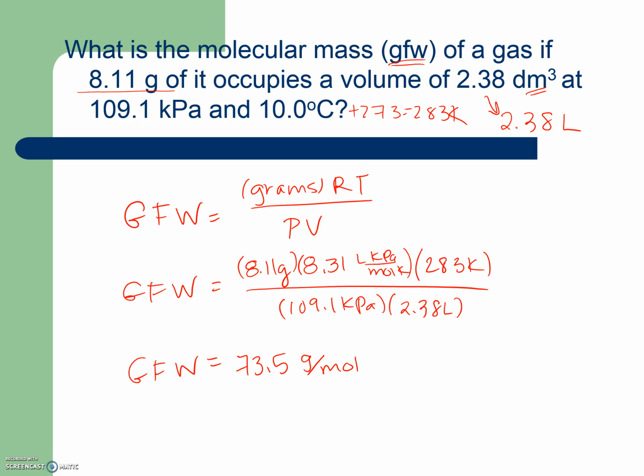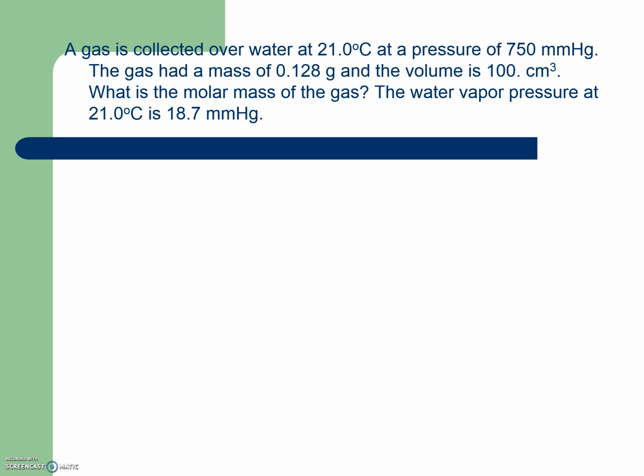You could go on and use that to find a molecular formula if you had an empirical formula. I mean, there's so many ways to tie all of this together. Let's take a look at one more. A gas is collected over water at 21 degrees Celsius and a pressure of 750 millimeters of mercury. The gas had a mass of 0.128 grams, a volume of 100 centimeters cubed. What is the molar mass of the gas? The water vapor pressure at 21 degrees Celsius is 18.7 millimeters of mercury.